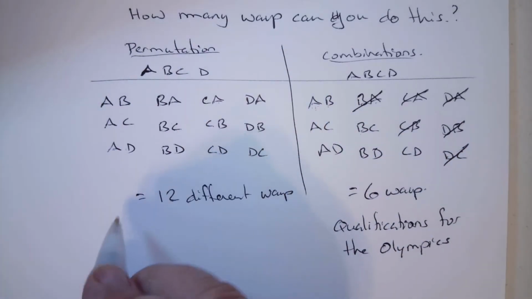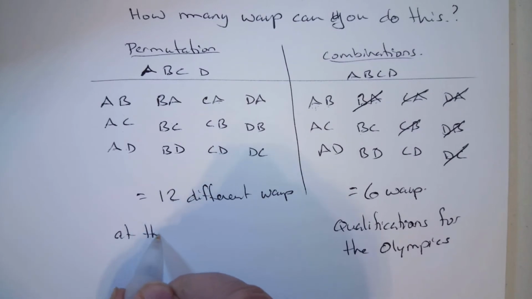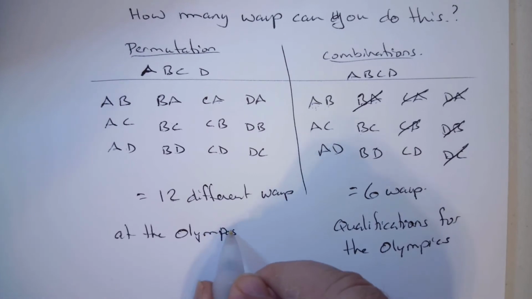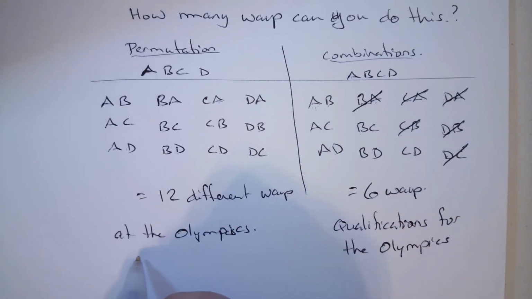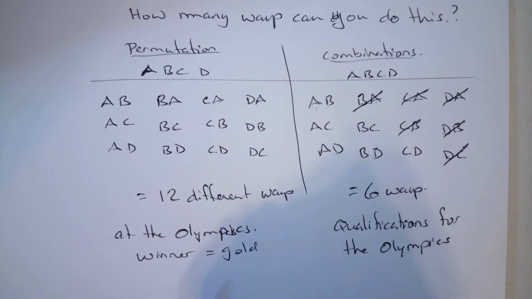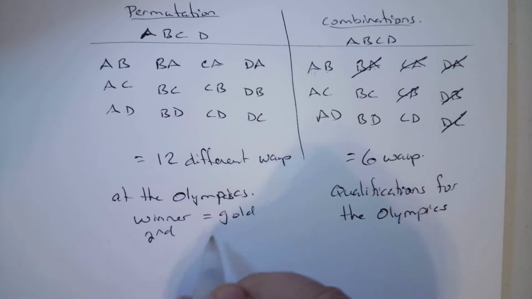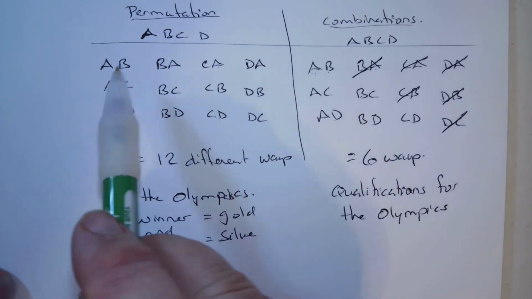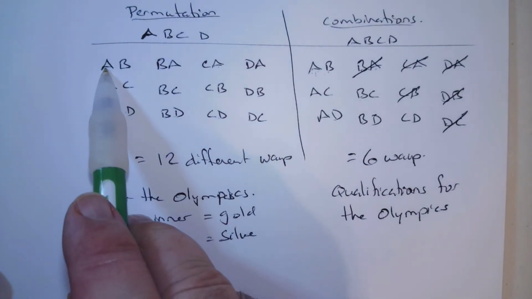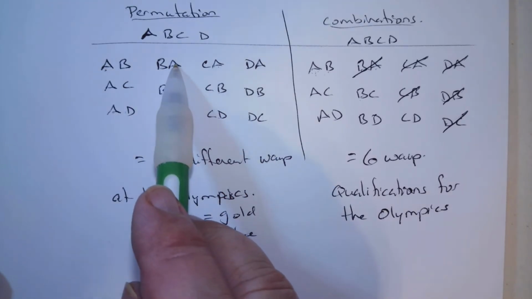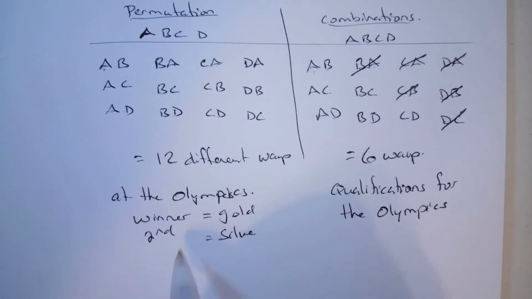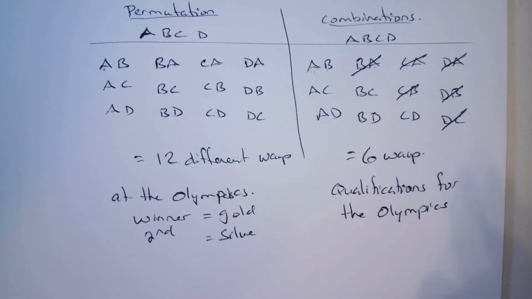Now, permutation is at the Olympics. Winner gets the gold. Second gets the silver. Third gets nothing. So yes, now it does matter how you finish. If A finishes first, gets the gold. But if A finishes second, gets the silver. Those are the differences. Permutation, it matters how you finish. Combination, as long as you finish.